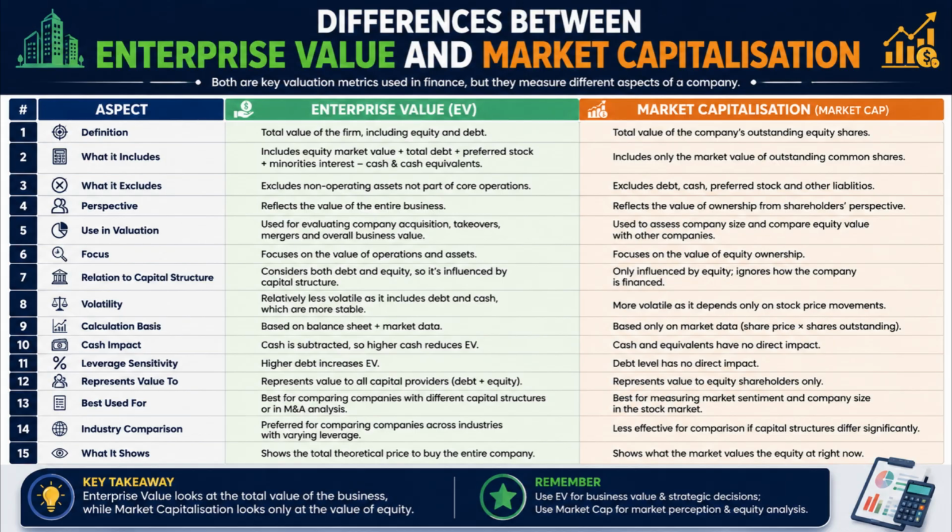Number 15. Enterprise value shows the theoretical cost to acquire an entire company, whereas market capitalization shows what investors currently value the company's equity at in the stock market.